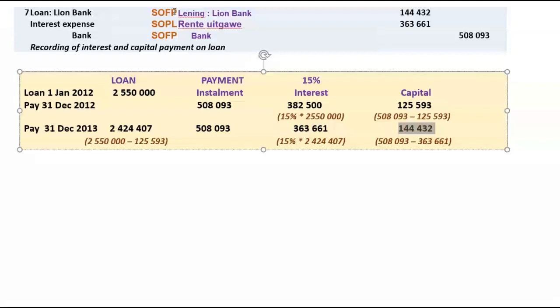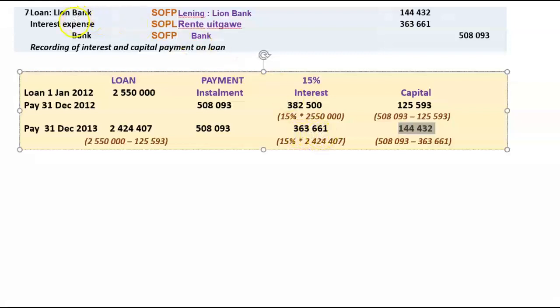We only do that split if we're going to disclose this loan in the statement of financial position. But when I do my accounting entries, I do not do that distinction. I'm only going to take the total amount of capital repaid for the year, and I'm going to reduce my outstanding loan amount. So I'm going to debit my loan account with that amount of 144,432.